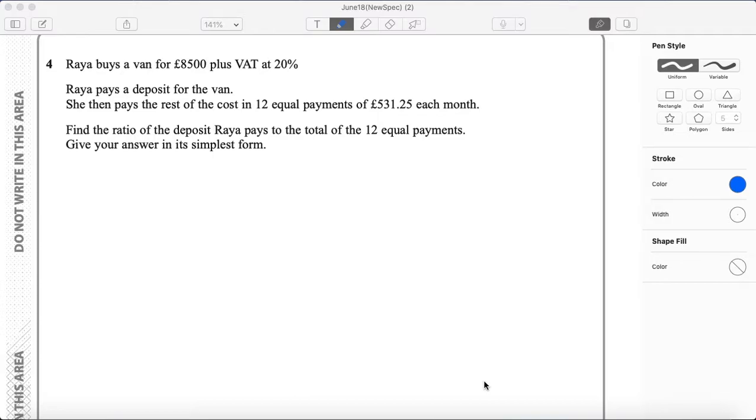And welcome to this June 2018 paper. Paper 2 is a calculator paper for GCSE levels 1 to 9, and this is question 4.